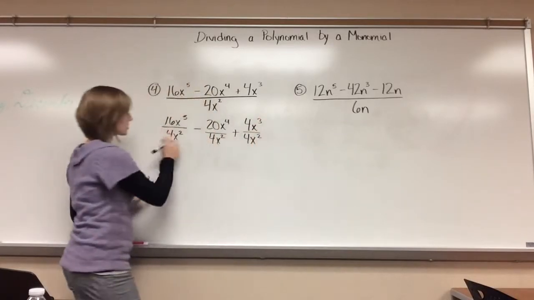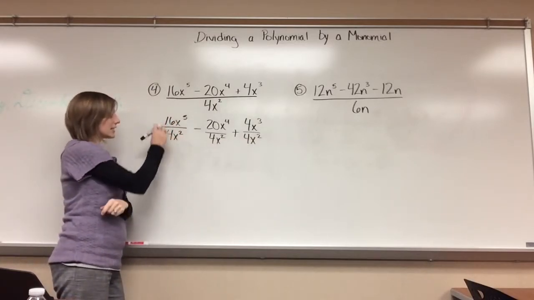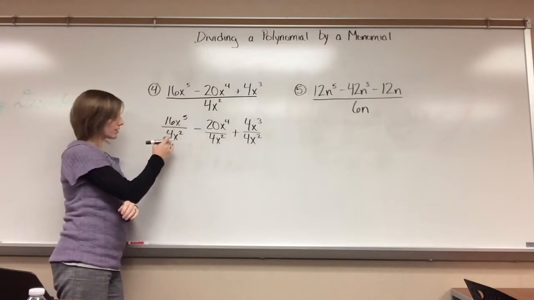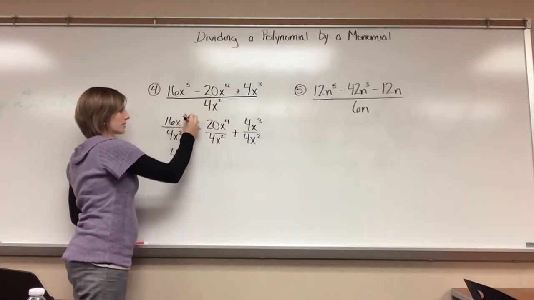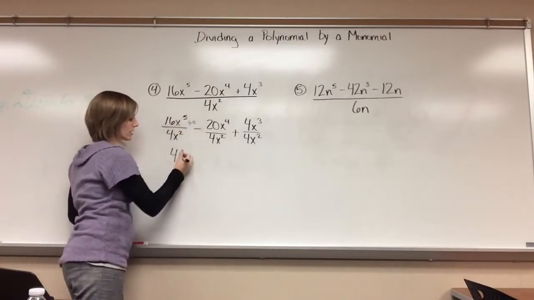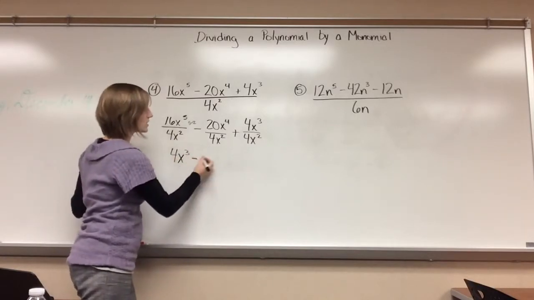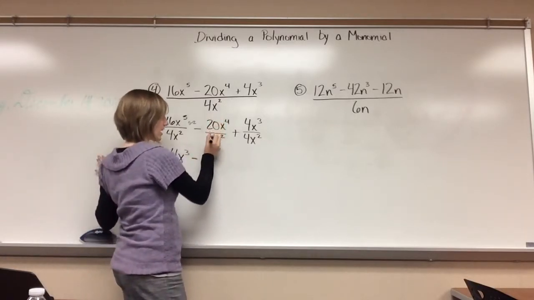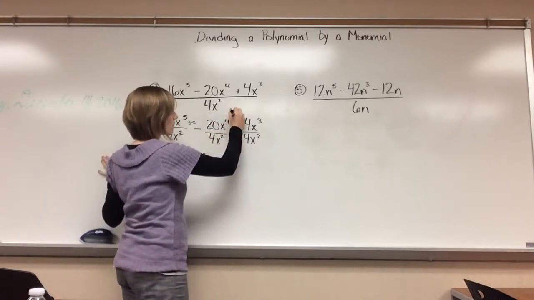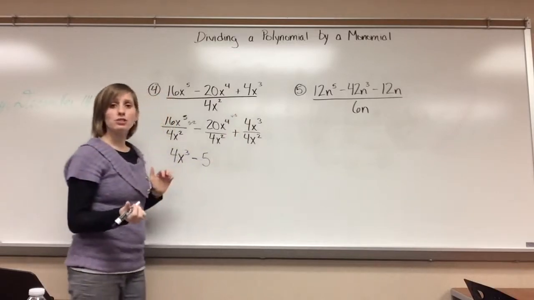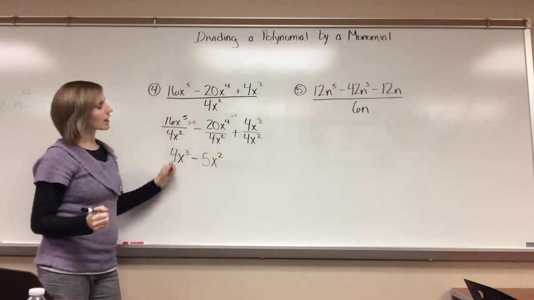So let's start with our first term. 16x to the 5th divided by 4x squared. 16 divided by 4, divide those coefficients first. 16 divided by 4 is 4, and then subtract the exponents. 5 minus 2 is 3, so we get x to the 3rd power. Subtract from that, do your division. 20 divided by 4 is 5, and then subtract the exponents. 4 minus 2 is 2, so we get 5x to the 2nd for our second term.